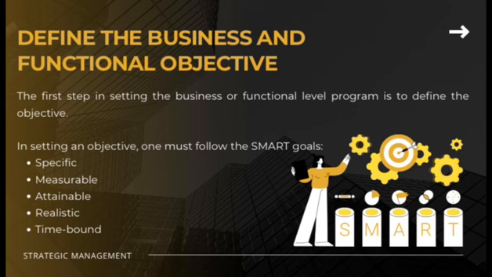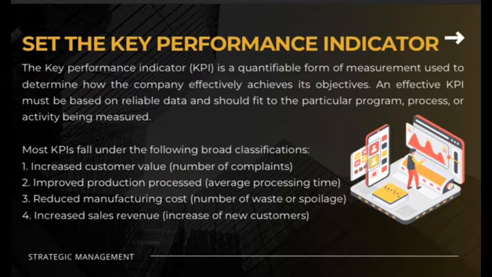Next is to define the business and functional objective. The first step in setting the business or the functional level program is to define the objective. It must be horizontally consistent with the objectives of other business and functional units. In setting an objective, one must follow the SMART principle: specific, measurable, attainable, realistic, and time-bound.